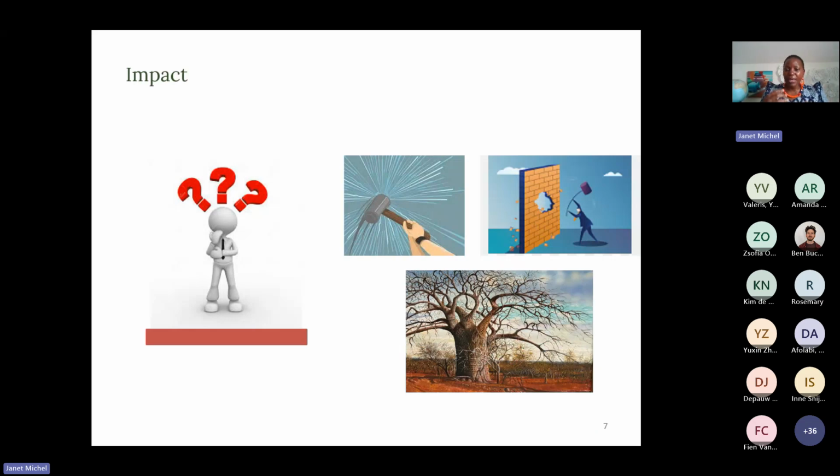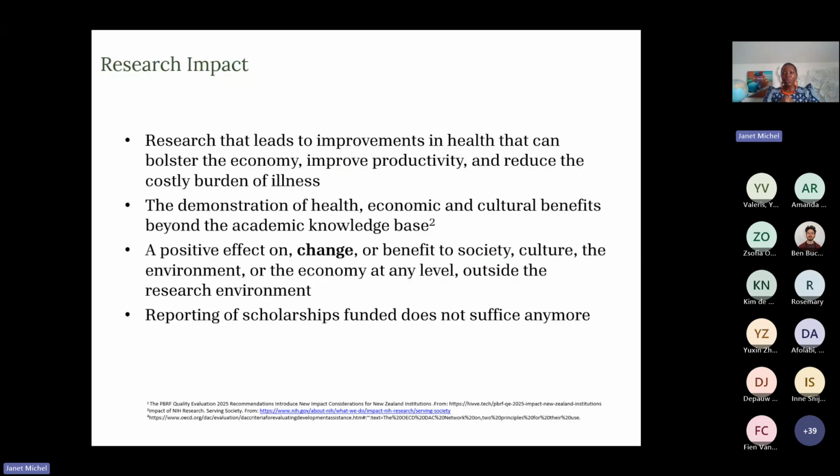Why I say that is a baobab tree changes the lives of the people around. It provides nourishment. The leaves can be used as vegetables, the fruits, the bark can be used as medicine. So the baobab tree changes the lives of the people around, including the animals and even the soil, as the leaves also change the soil around it. So that's impact. So when we are talking about research impact, what exactly do we mean?